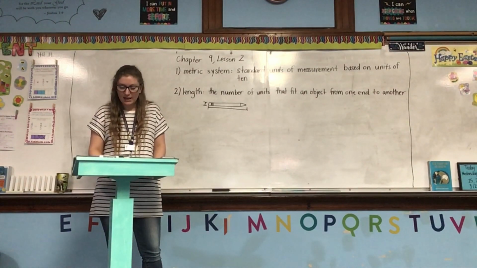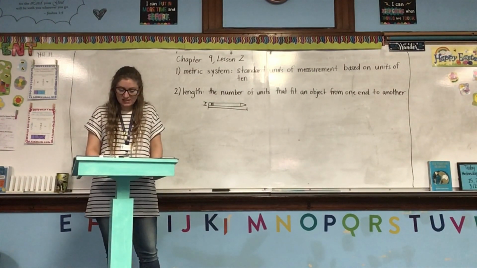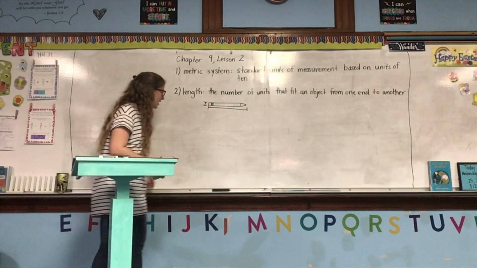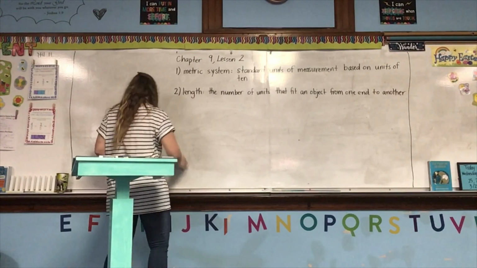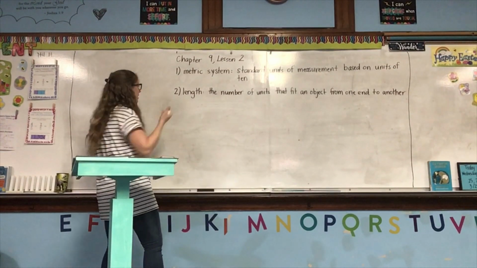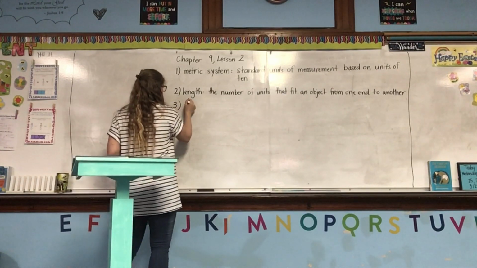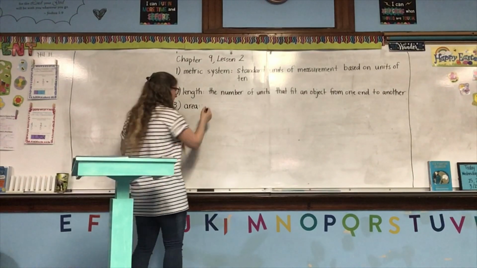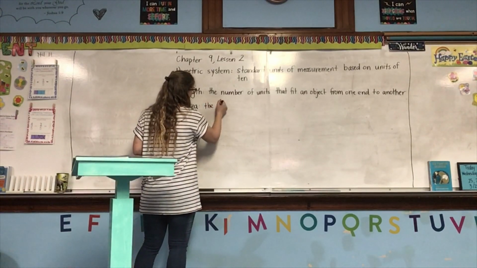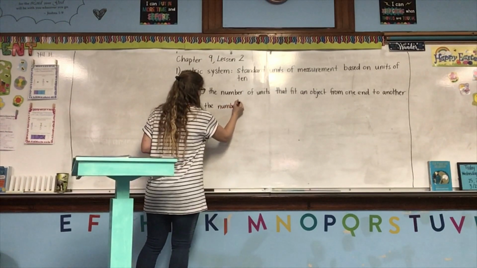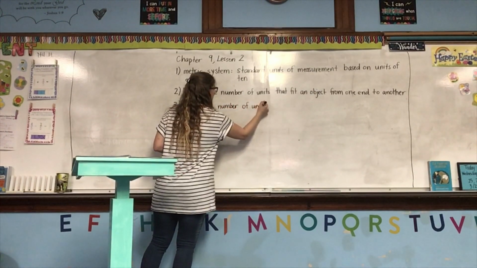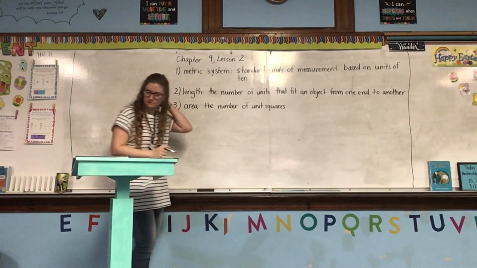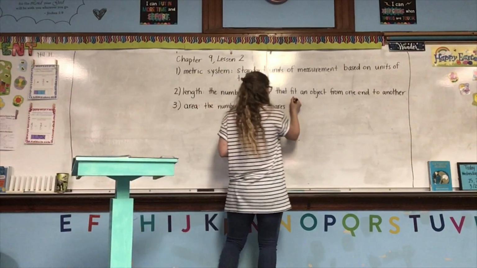Area. Area describes the number of unit squares that cover a surface. An easy way to find, that's our next word. I'm going to go ahead and erase this pencil. And our next word is area. And area describes the number of unit squares that cover a surface.